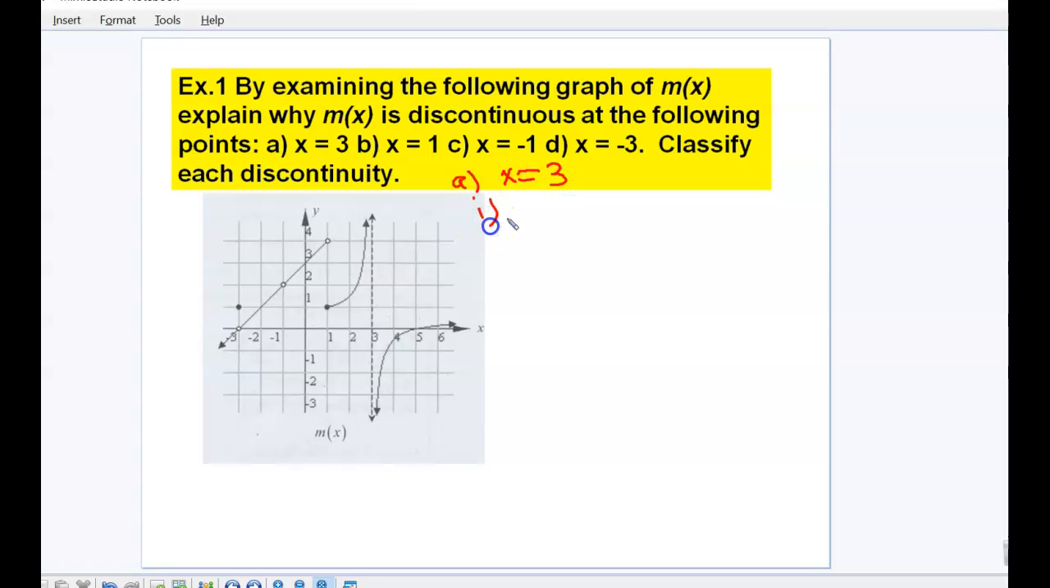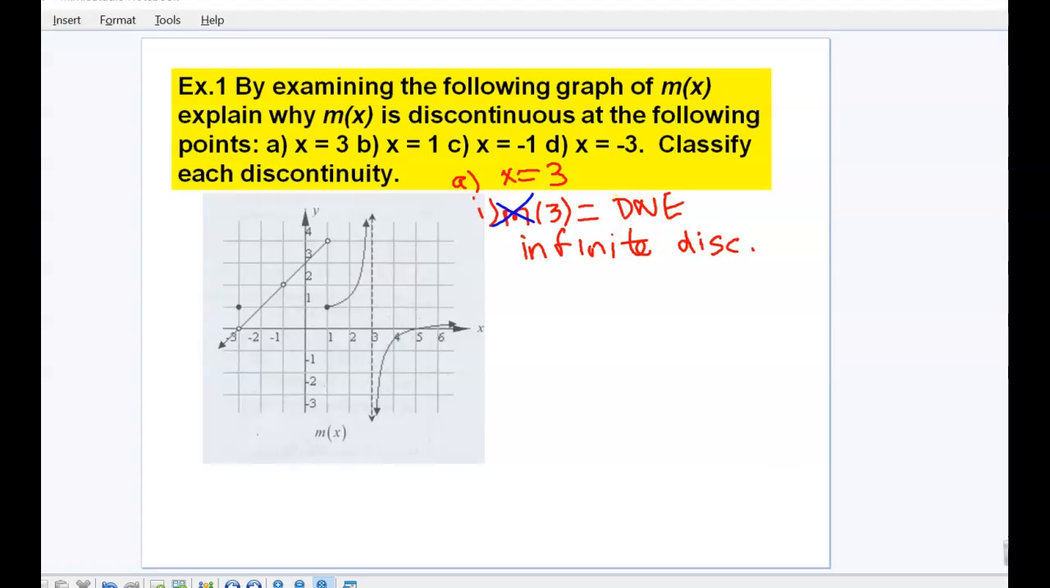So the first thing I have to do is find out, is there a value of the function when x is 3? Well, if we look at m of 3, there is no value of the function. So this does not exist. And there is no limit as well. And if we look at the vertical asymptote at 3, that would be an infinite discontinuity. So this breaks down at the first step of the definition of continuity.